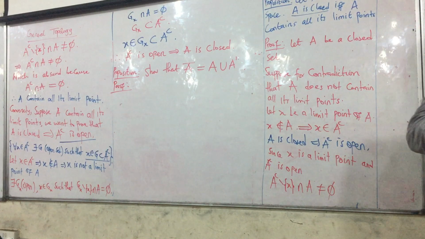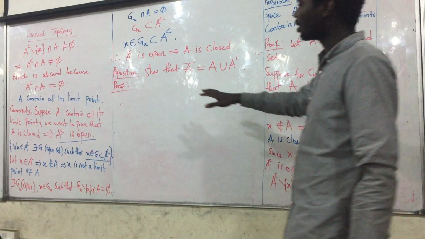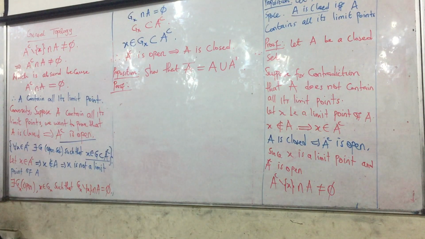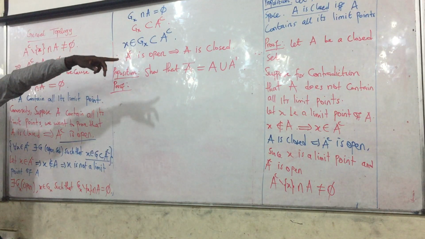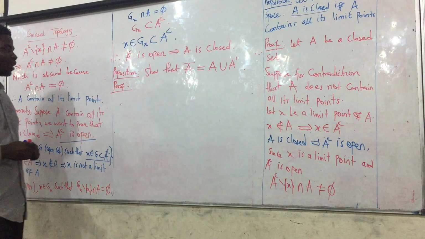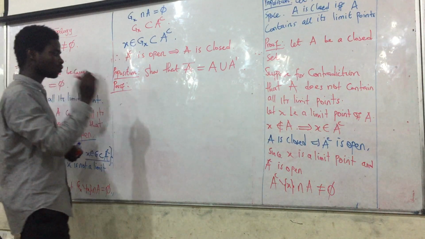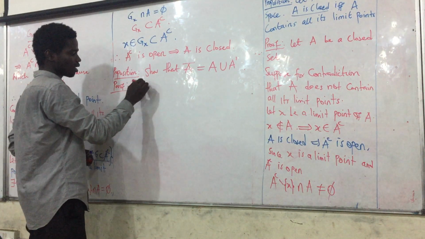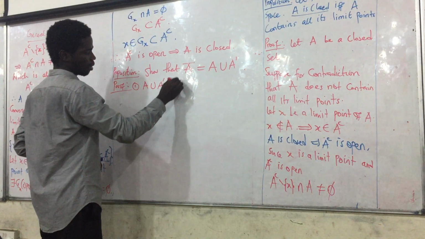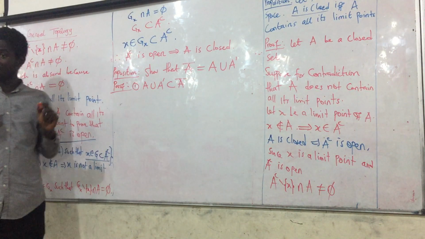So we want to prove this. Show that the closure of A is equal to A union A', the limit of the limits, or the derived set of A, right? Now, what do we prove? Let me tell you what we are going to prove. We will prove that A union A' is equal to this, isn't it?